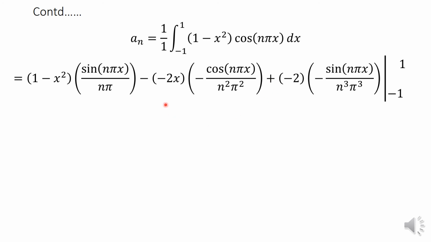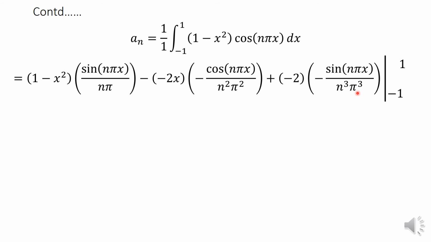And next you differentiate minus 2x again, so we get minus 2, and you integrate minus cos n pi x by n square pi square. So minus is here, integral of cos is sin n pi x divided by n square pi square into n pi we get, so we get n cube pi cube.